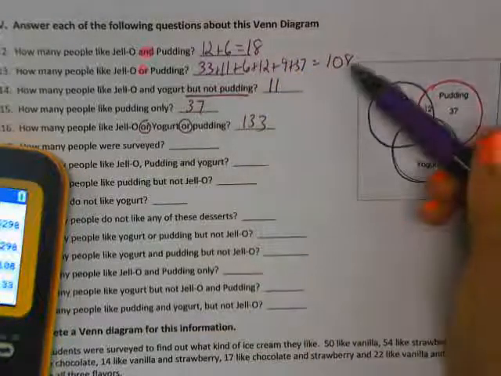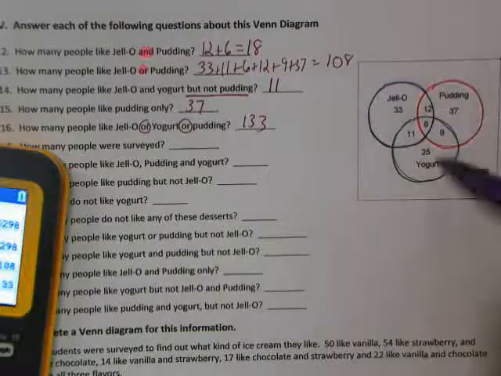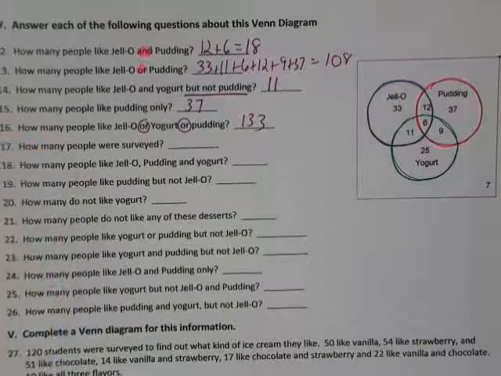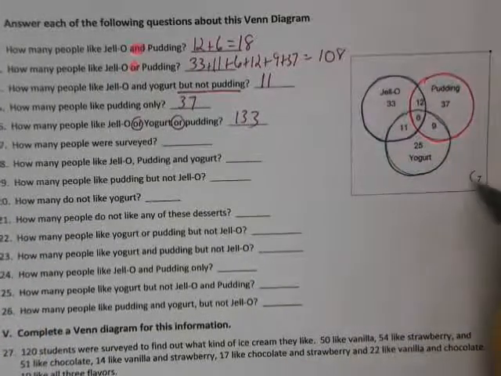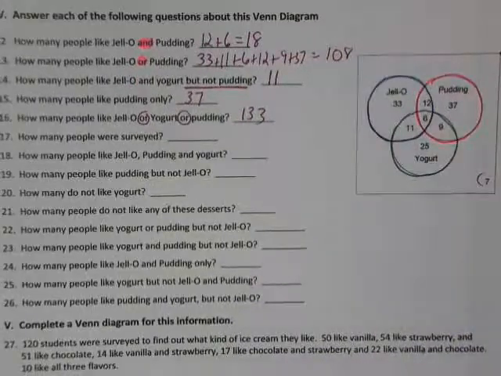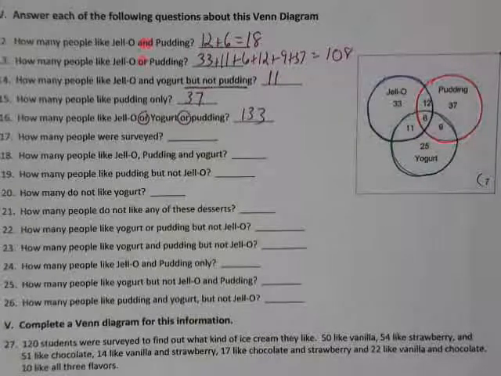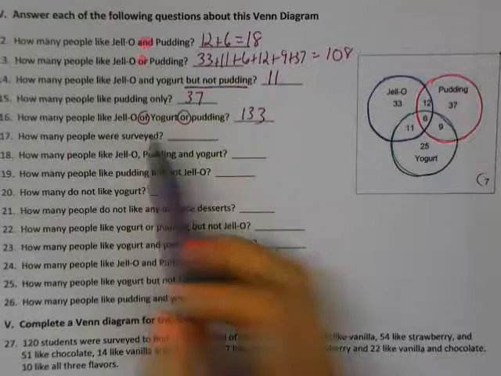Now, let's talk about what this number is out here. What do you think that number represents? I'm hoping you said it's the people who don't like any of these three. And you're right. So when it says how many people were surveyed, you got to take into account everybody who went into a category plus those 7 to get 140 people.